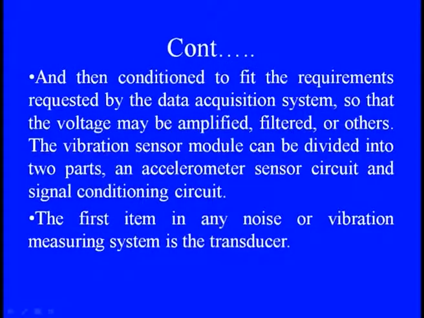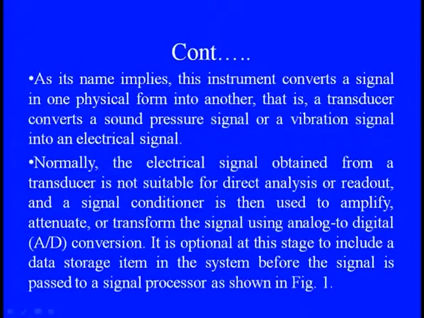There are two parts. One is the sensor circuit based on the accelerometer, and second is the signal conditioning. Whether we are just amplifying the signal, filtering the signal, or doing various other processes with the signal. So, the first item in any noise or vibration measurement is basically the transducer. The transducer is nothing but the instrument which converts a signal from one physical form into another.